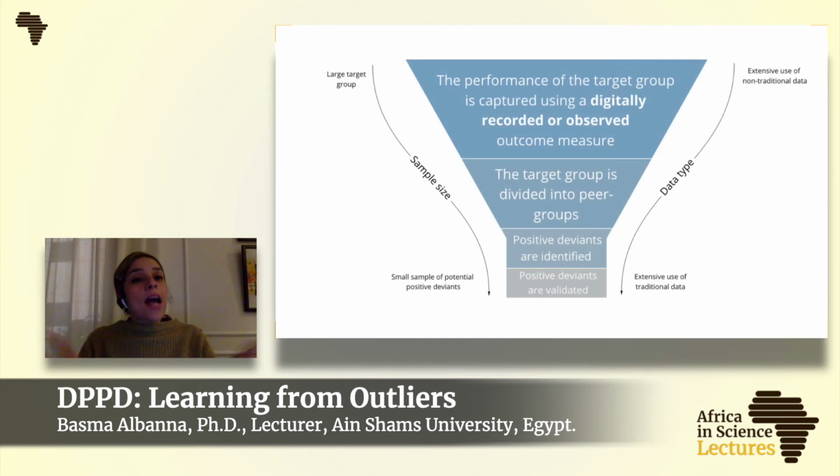So, as you can see, we started with extensive use of non-traditional data at the beginning. And as we go further in the steps, we're using more traditional data to try to explain what we're seeing. At the same time, we started with a large sample size at the beginning, and as we go further, the sample size is reduced into a small sample of information-rich units that will be targeted for the qualitative inquiry.